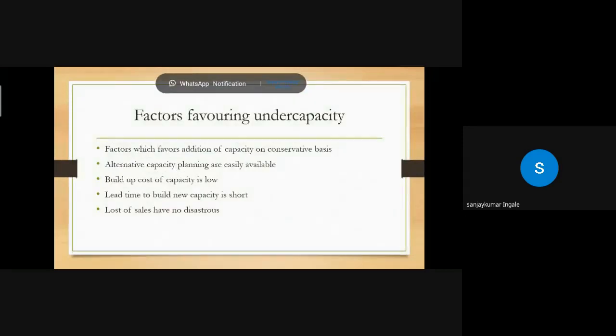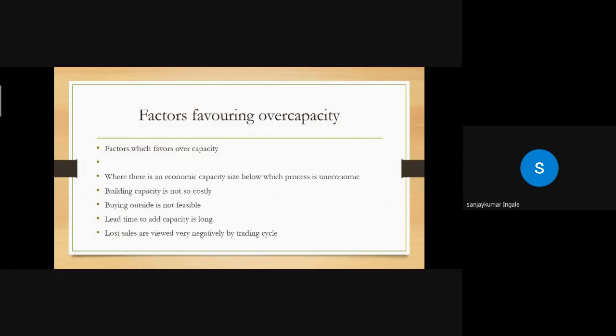Now, the factors favoring under capacity are: alternative capacity sources are easily available, build up cost of capacity is low, lead time to build new capacity is short, and the loss of sales is not disastrous. Next, the factors favoring overcapacity are: where there is an economic capacity size below which the process is uneconomic, building capacity is not so costly, buying outside is not feasible, lead time to add capacity is long, and the lost sales are viewed very negatively by the trading cycle.